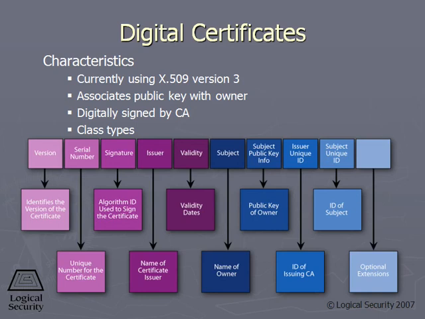Then it'll have the version number, the version of the standard that's being used, the X.509. And the CA is actually going to digitally sign the certificate, and we're going to go a little bit deeper into that. But in the certificate, it'll indicate what asymmetric algorithm and what hashing algorithm the certificate authority actually used to digitally sign this whole thing. Then there's going to be the issuer, that's the CA who created the digital certificate.